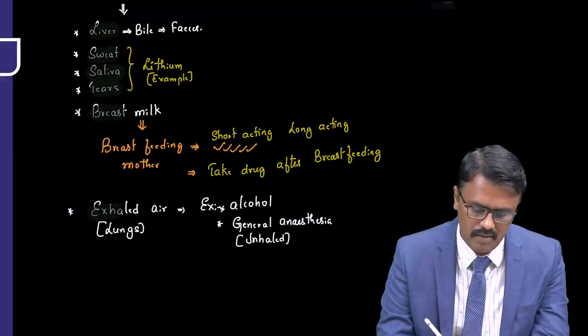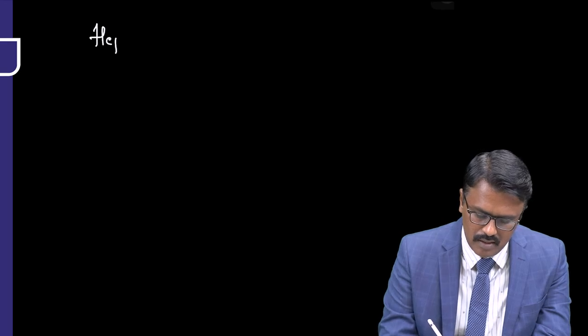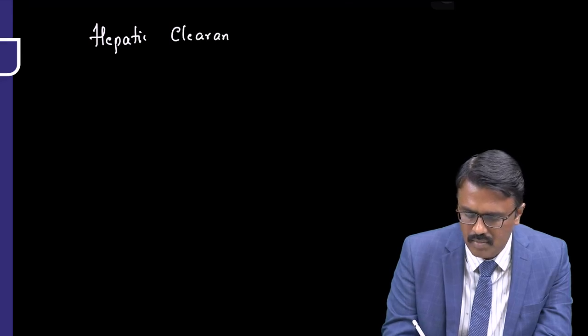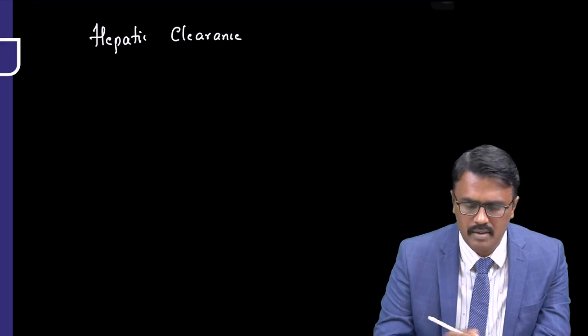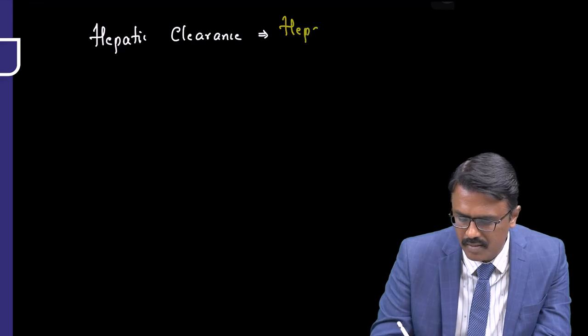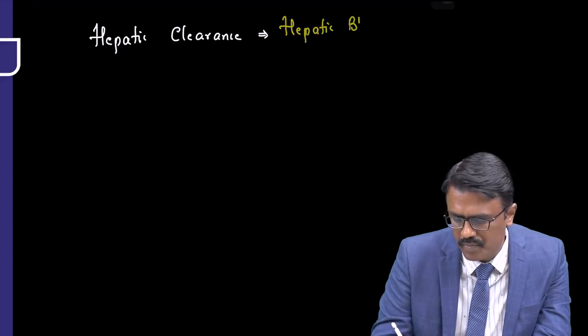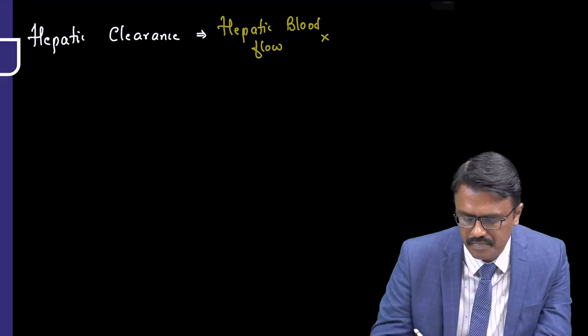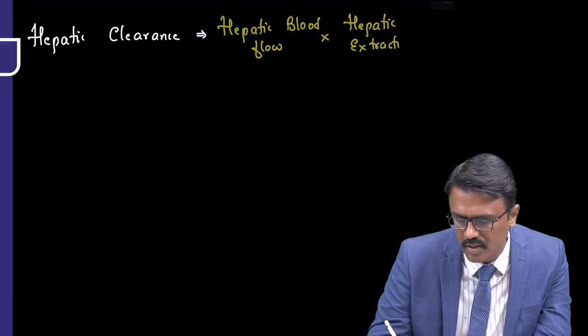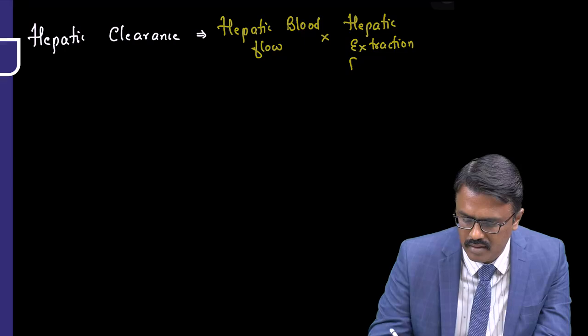Now once I understand this, let me tell you about the liver. So let us understand the liver. So it is called hepatic clearance. So the elimination by the liver is called hepatic clearance. So hepatic clearance is given by the formula: hepatic blood flow into hepatic extraction ratio. So it is given by hepatic blood flow into hepatic extraction ratio.